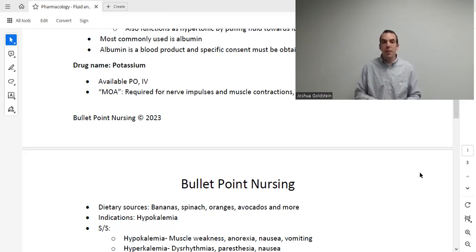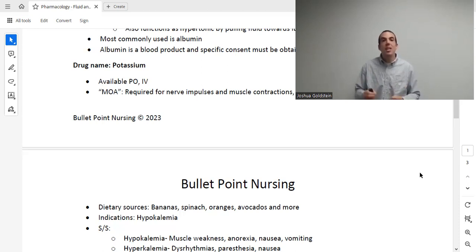or hypokalemia. Now, do keep in mind, when we give a patient potassium, potassium is one of the ingredients, depending on what state you're looking at, in the lethal injection cocktail that is used for the death penalty. Potassium is one of the primary ingredients, because if you give a patient a straight up shot of potassium, you will kill them.